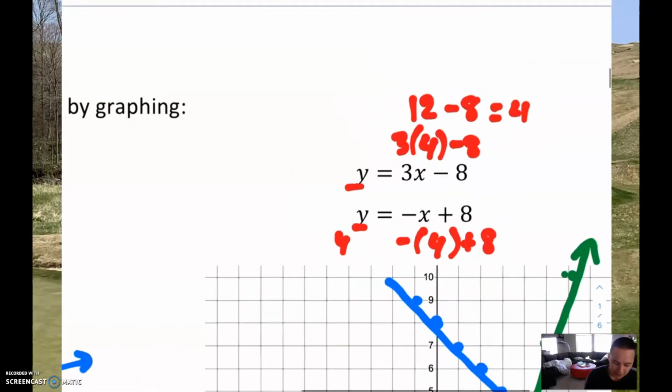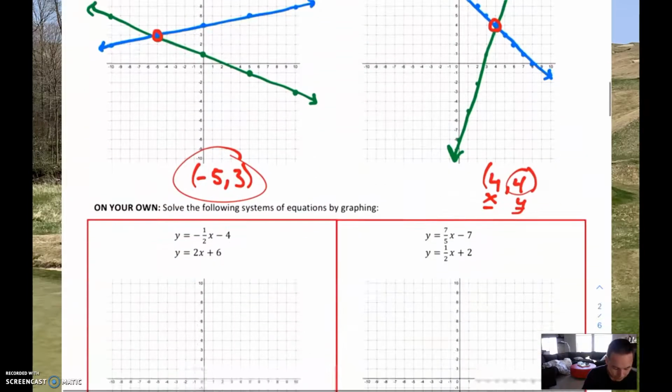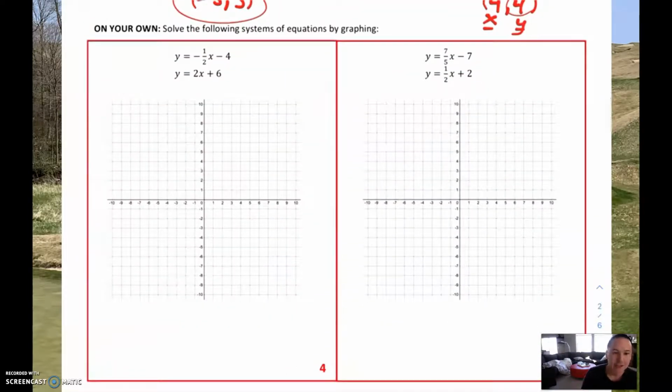So if your x and y coordinate match up and they make the equations true, you know you got it correct. Go ahead and try the next two on your own, and see how you do. Go ahead and pause the video now before we move on.